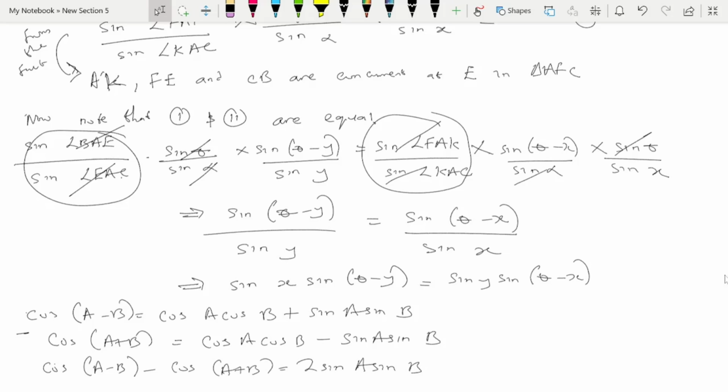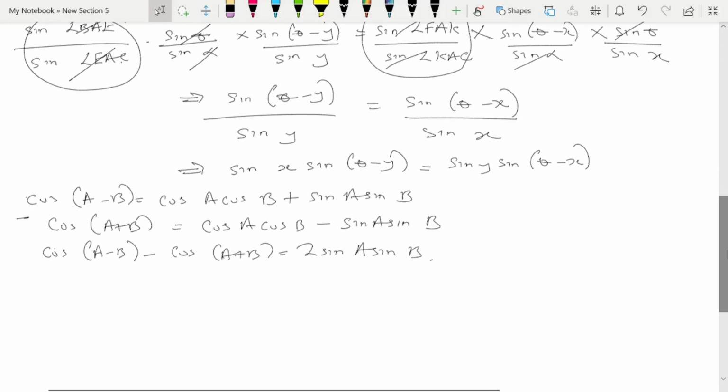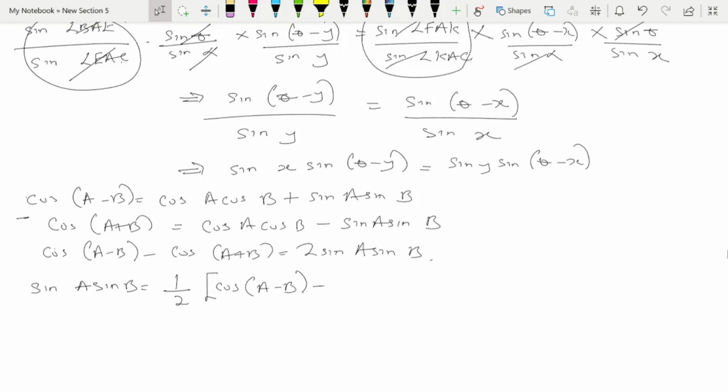Dividing both sides by 2, I have that sine A sine B is equal to half of cos A minus B minus cos A plus B, right? So this is cool because then I can use this. So let me put this in.